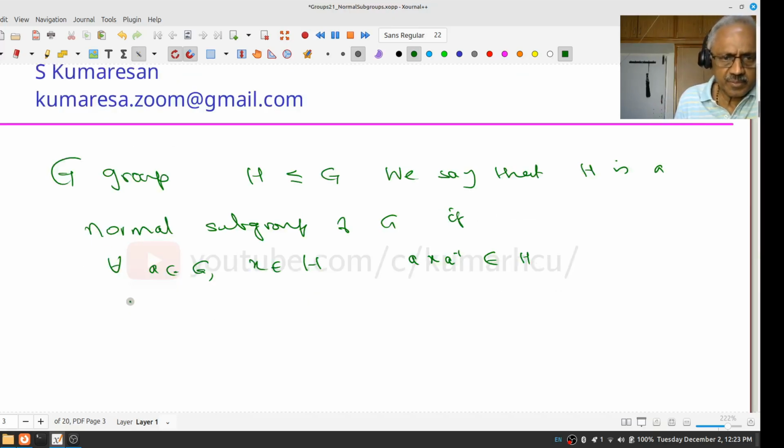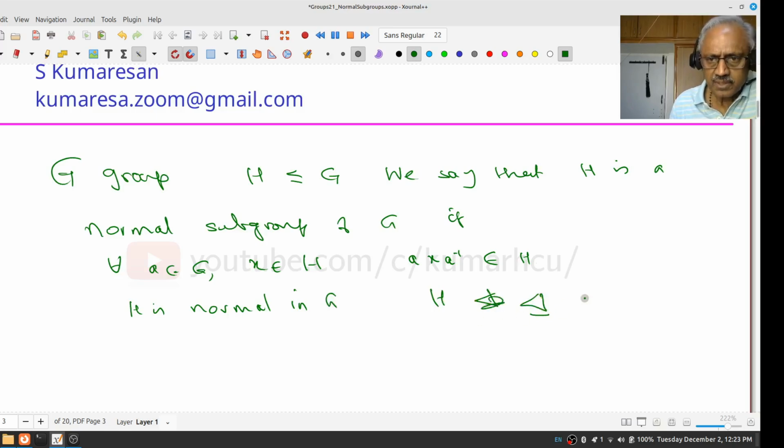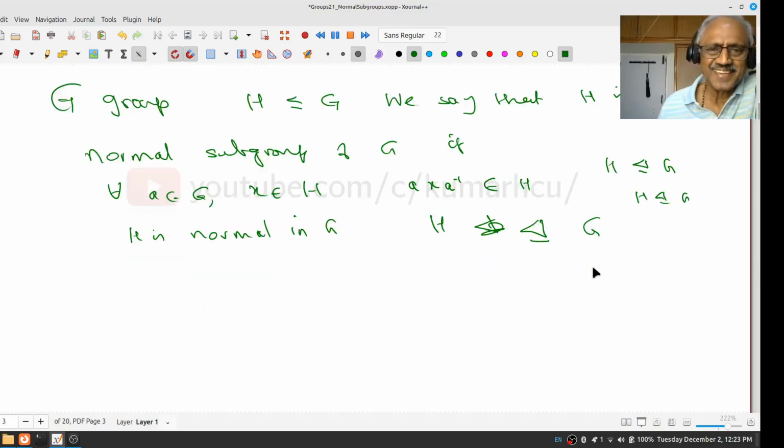Okay, sometimes we will simply say H is normal in G, or a subgroup is normal in G. And the standard notation in group algebra books is this. Let me write it. So H is a subgroup, we write like this, you just put it here, then it's normal. That's it.